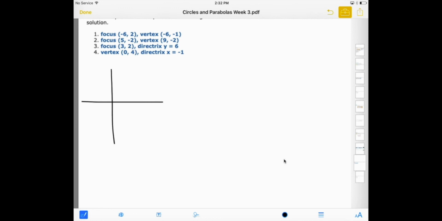Alright, and last but not least, number 4. So again, make sure you draw this out. I have my vertex at (0, 4), so it's actually going to be on the y-axis, and my directrix is at x = -1, so that's going to be a vertical line. So what the problem doesn't tell me is where the focus is, but since I know where the directrix is, I know that this parabola is going to be starting at the vertex and pointing to the right, because they have to be opposite each other.